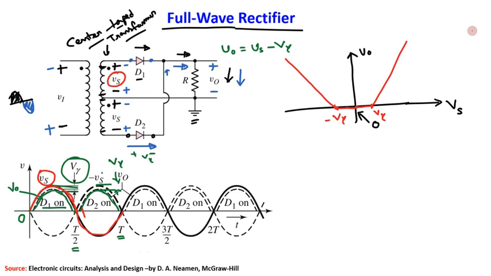So after this V gamma, V output will exactly follow this Vs. So what will be the slope? Yes, slope is 1, right? Here too this slope will be 1, because after this V gamma, V output will exactly follow this Vs.